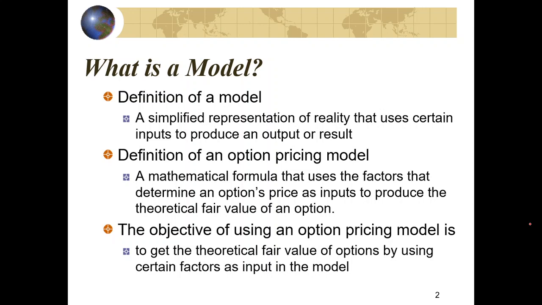An option pricing model is a mathematical formula that we use to determine the price of an option, or the theoretical fair value of an option, by using the factors as inputs to the model. And the objective of any option pricing model is to get the theoretical fair value. Now, we learned in chapter 11 that there are certain factors that affect the price of options, and these factors should be inputs in the model to help us determine the fair value of the option we are dealing with.